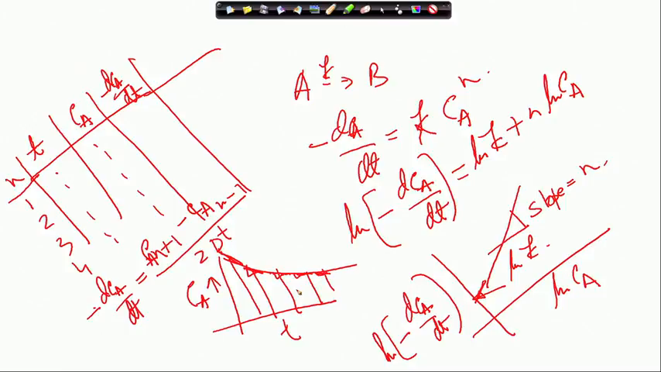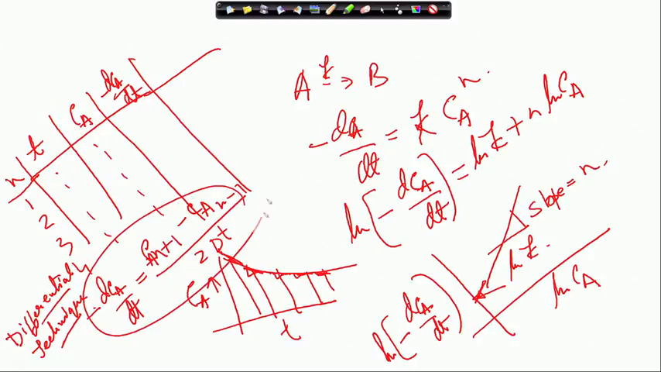Now, the question comes: when we make a tangent, there will be some kind of human error. My tangent and your tangent will be a little bit different from each other. That is called human error. To avoid this kind of situation, we go for the differential technique. This is called the differential technique, which we use just to find out this minus dCA by dt.